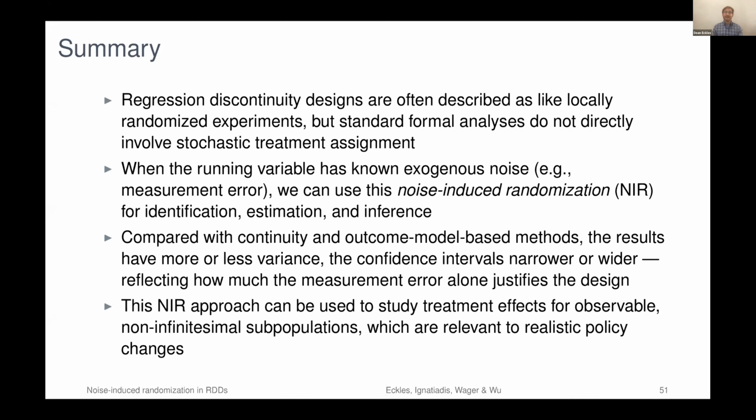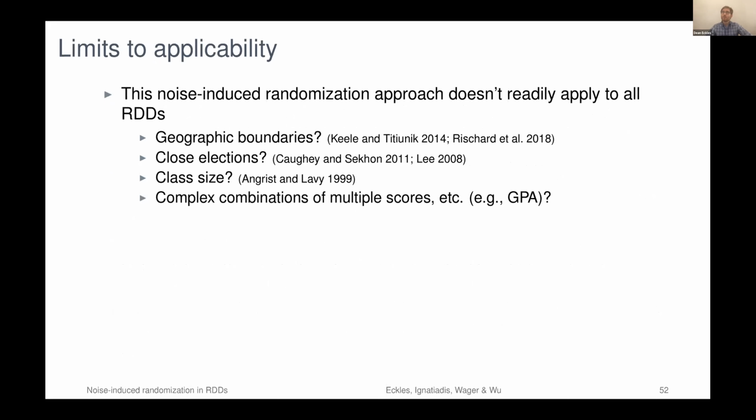As I discussed with Jake earlier, compared with continuity or outcome-based methods, the results might have more or less variance. The confidence intervals might be narrower or wider, reflecting how much the measurement alone justifies the design. And we think it's really nice that this kind of approach can be used to study treatment effects for observable non-infinitesimal populations. I do want to highlight that basically this approach doesn't readily apply to all RDDs.